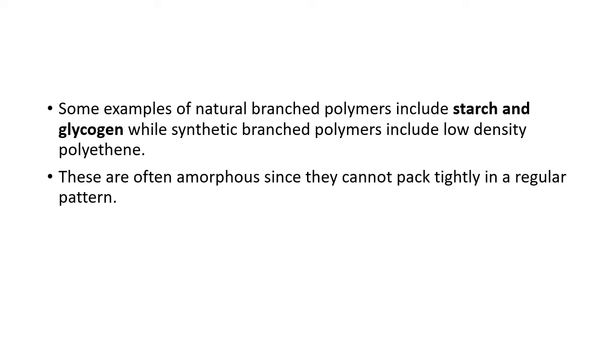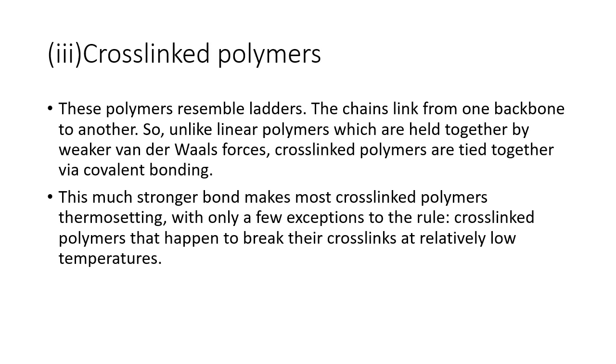Some examples of natural branched polymers are starch and glycogen, while synthetic branched polymers include low density polyethylene. These are often amorphous since they cannot pack tightly in a regular pattern. We have seen the description of these branched polymers. Now we come to the next type of polymer structure, that is cross-linked polymers.